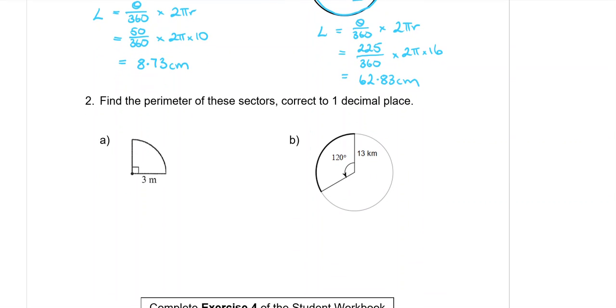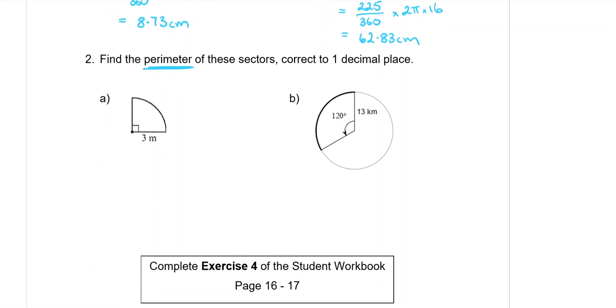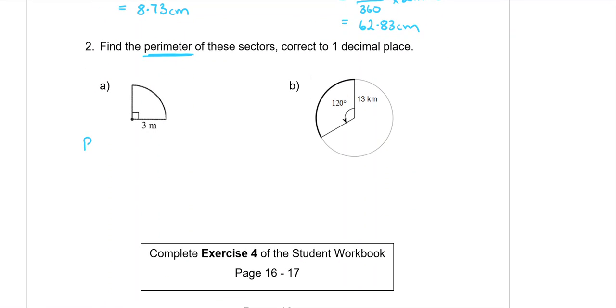Question two says find the perimeter, which means instead of it being L for arc length, we want P for perimeter equals theta over 360 times 2 pi r. That's the arc length, but then we have to go plus 2r to fill it in to do the whole perimeter. So subbing into that, this right angle symbol means that that's a 90 degree angle. So we have 90 over 360 times 2 pi times my radius, which is 3. Then I have to go plus 2 lots of my radius, so 2 times 3.